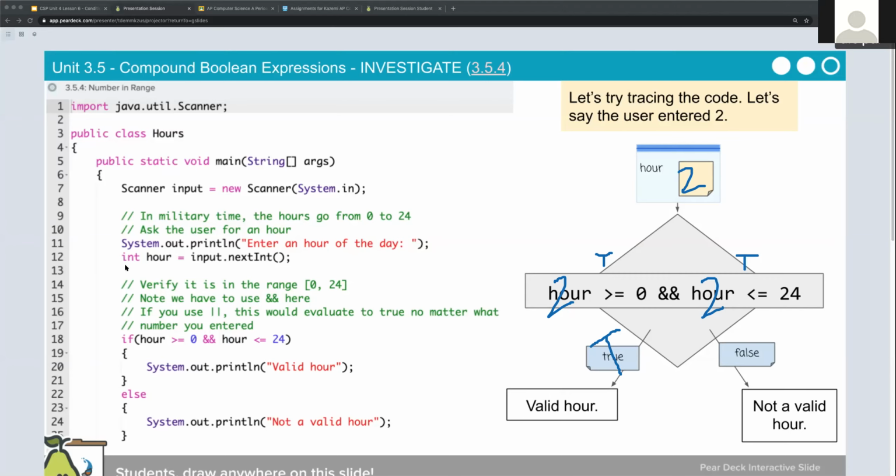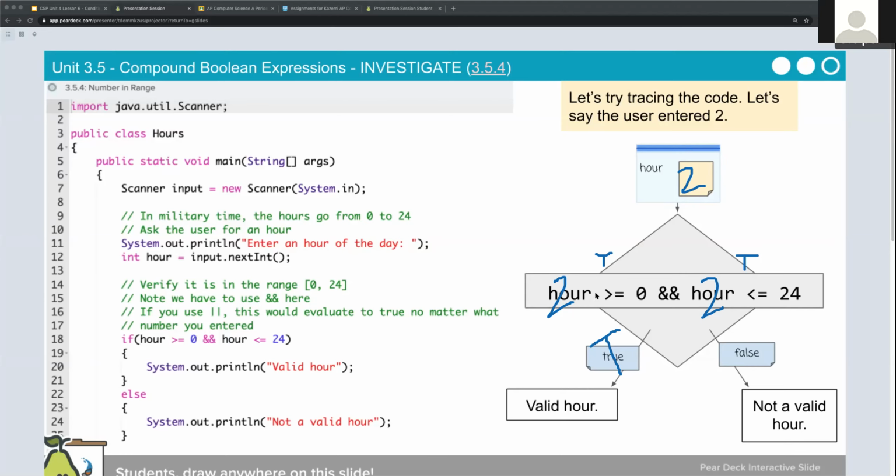And notice that on line 12, that input gets stored into this integer called hour. So basically what the student did was they wrote 2 to the variable hour right here on top. And then using that, we can now move into the flowchart. And notice that this flowchart has the conditional from line 18 in the example code. And that conditional is that the hour has to be greater than or equal to 0, and the hour has to be less than or equal to 24.